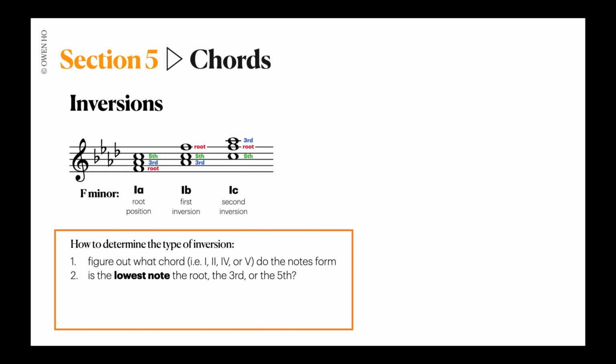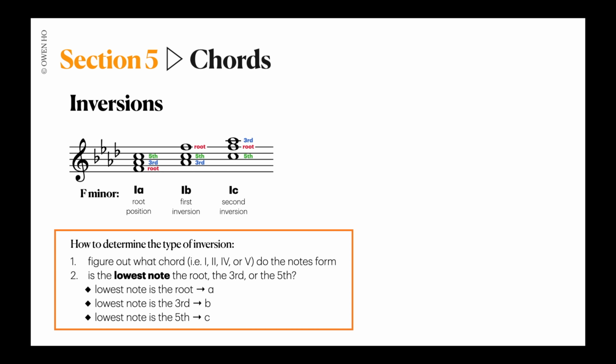Second, we need to find out whether the lowest note, or what we call the bass note, is the root note, the third note, or the fifth note of the original chord. And that's essentially what I just demonstrated above. If the lowest note is the root note, then that's the root position chord, or the A chord. Meanwhile, if the lowest note is the third note, then that's the first inversion chord, or the B chord. And lastly, if the lowest note is the fifth note, then that's the second inversion chord, or the C chord.